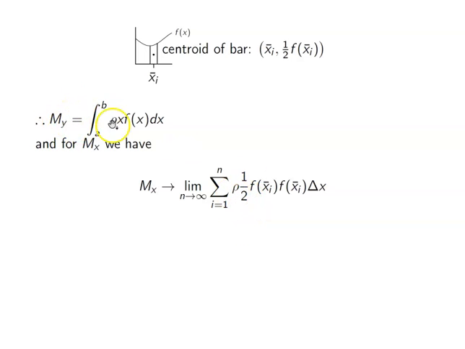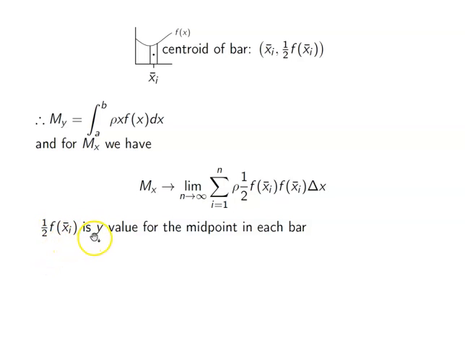So remember, this is for x values. This would be for y values. That's why we have the 1/2 f of x bar. Here we're just looking at the x value times function times the mass, right? So 1/2 f of x bar is the y value for the midpoint in each bar. Therefore, the moment about x is the integral from a to b, 1/2 times rho times our function squared, okay?